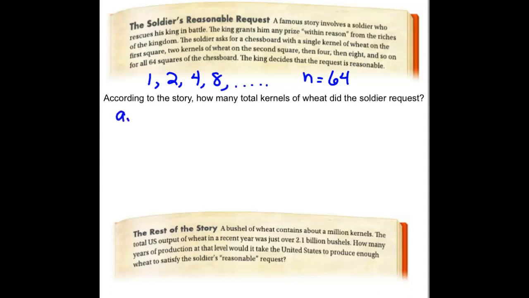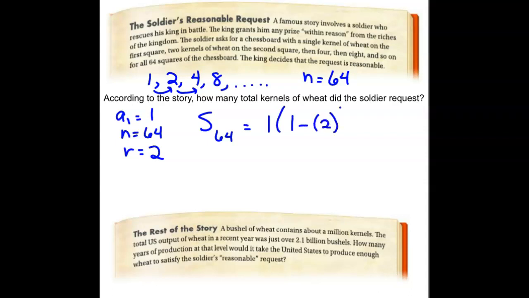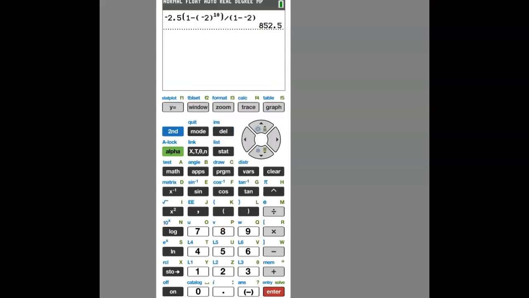So we know that our first term is a 1. We know that n is 64. And looking at our pattern, we're just doubling it each time. So our R value is 2. So let's look at the sum of all 64 of those numbers. First term is 1. We have 1 minus 2 to the 64th power over 1 minus 2. All right, let's grab our calculator.